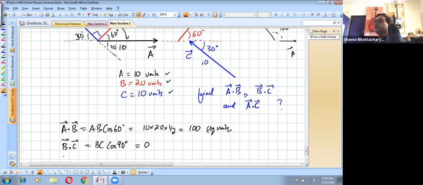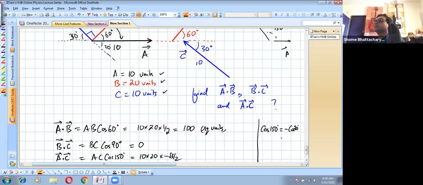And similarly, when we take A dot C, it will be the product of magnitudes into cos of 150 degrees. So that will become again 10 into 20 into minus, as you remember, cos 150 is the same as minus cos 30, which is the same as, we have to make use of that. So this will become minus 100. So these are my final answers, and it is also in square units.